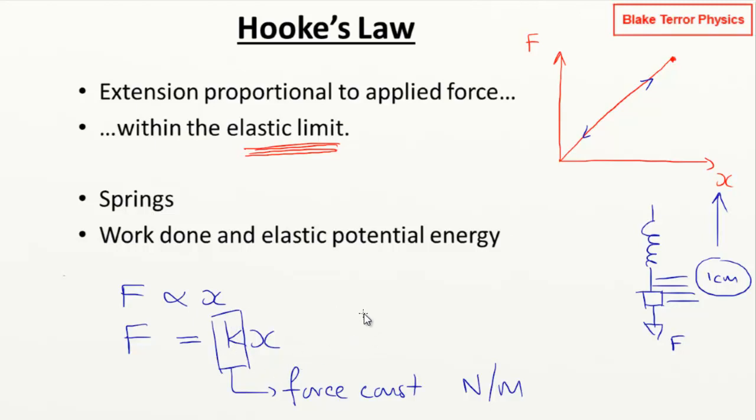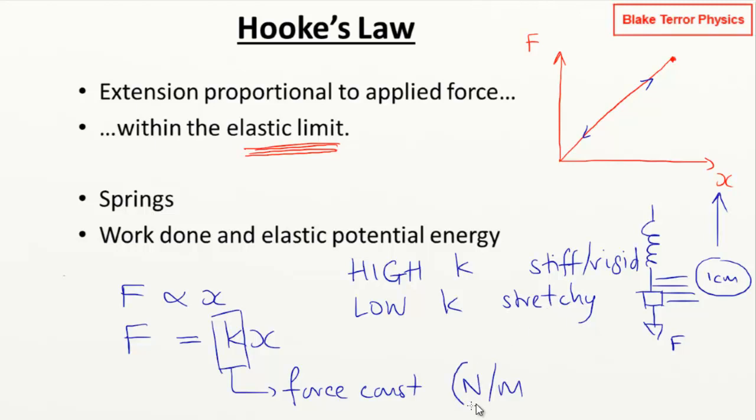If we've got a high force constant, then that is a lot of newtons per meter of extension. So a high k means we've got a stiff or rigid object. If we've got a low k, then we've got something which is very stretchy, because we don't need very many newtons for each meter, or centimeter, or whatever unit of force per unit length we've got here. So this is what's going on with Hooke's law.